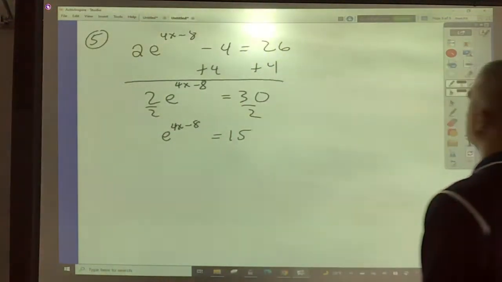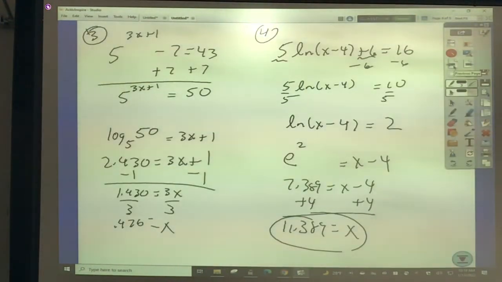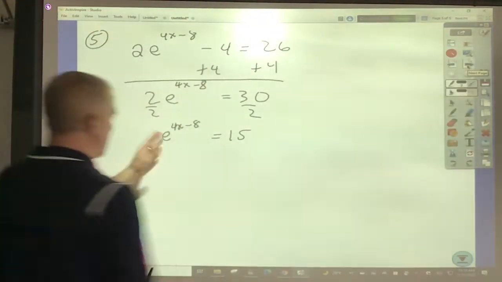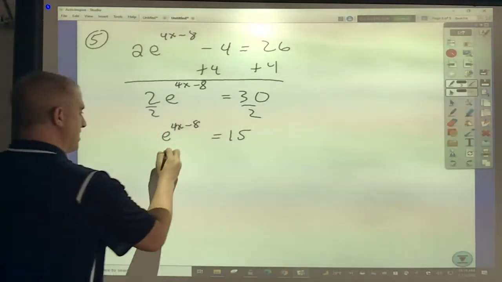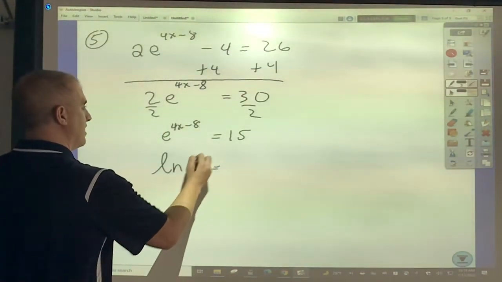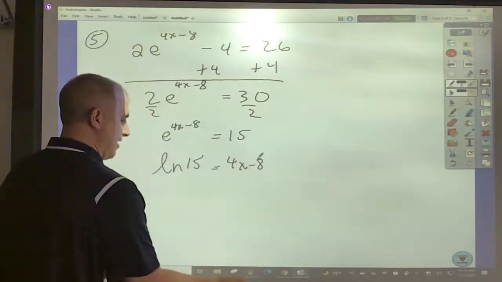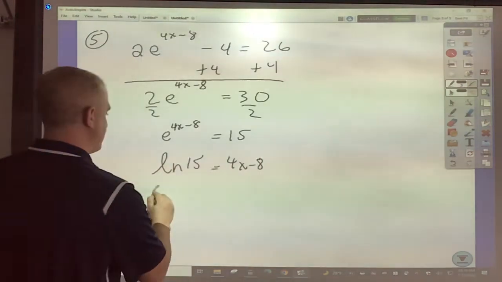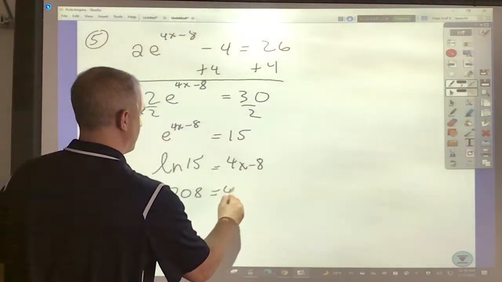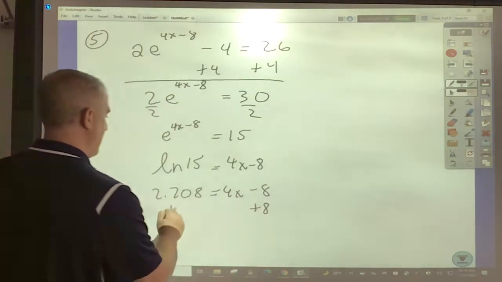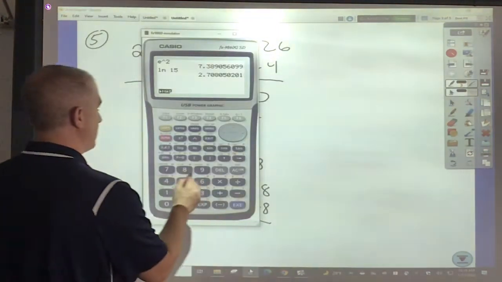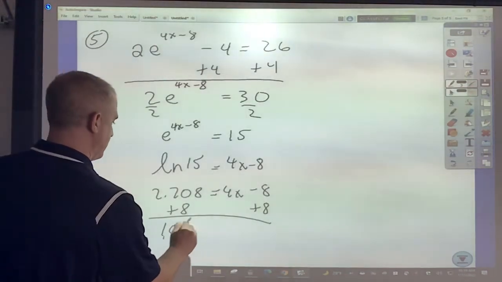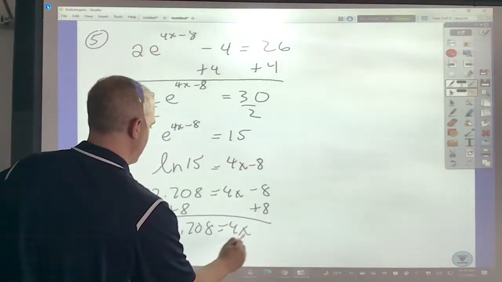Okay, hold on, let's go back and look at something real quick. All right, yeah, just make sure, yep, that would be okay. All right, so what I want to do here, this is e, then the inverse function is natural log. The 15 comes over, 4x minus 8 comes down there. Okay, so natural log of 15 is 2.708 equals 4x minus 8, so I would add 8. 2.708 plus 8 is 10.708 equals 4x, and just divide by 4.